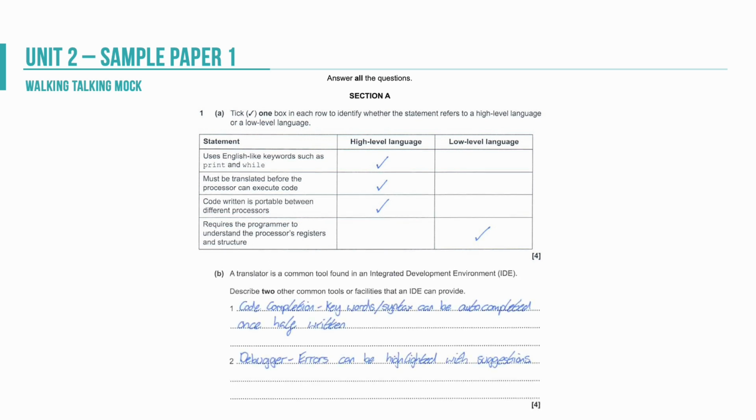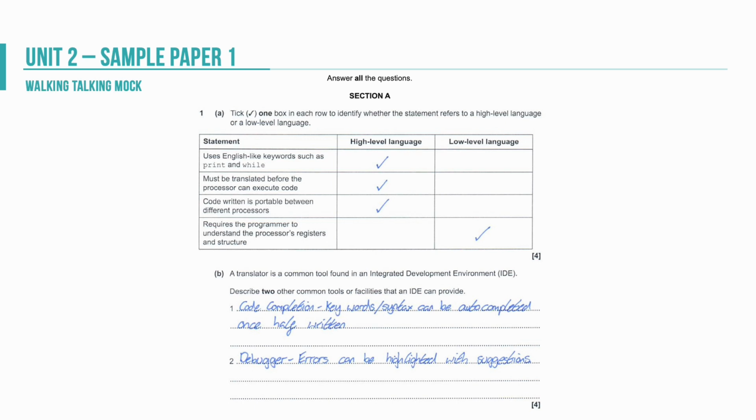I would be going for code completion, so when you start typing a word like print, if you type P and R, it might come up in a drop down. If you're creating a program where you're writing print 5,000 times and you only need to write the first 2 letters, that might be really useful. And then a debugger, and a debugger will show you errors in your code a little bit like a spell checker in a Microsoft Word document. So it might underline errors in red and maybe give us some suggestions of where we can make those corrections.